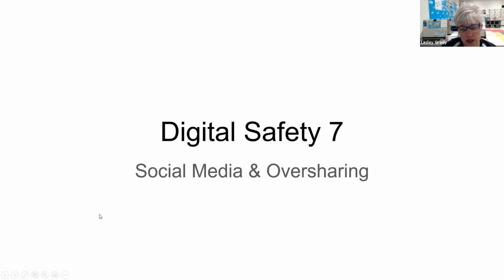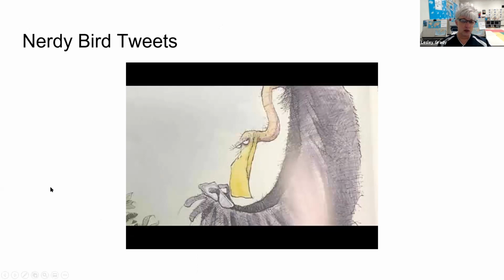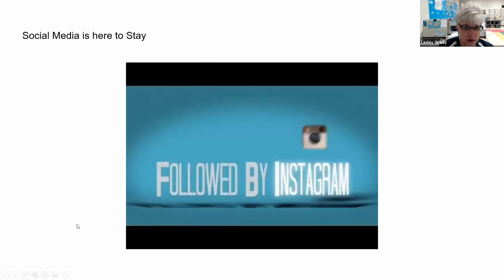And then digital safety, the seventh one is social media and oversharing. Kids younger and younger are out on social media. TikTok is huge in our school. So we are trying to combat some of that. So we start with Nerdy Bird Tweets, which is an excellent story about what one shares through social media about others and how it can hurt others' feelings. And so that's a good book for the kids.